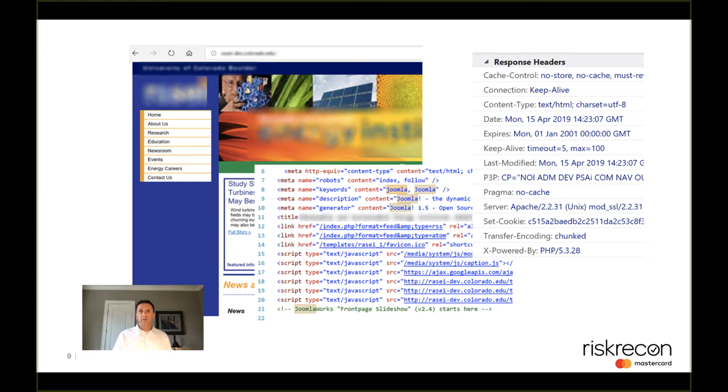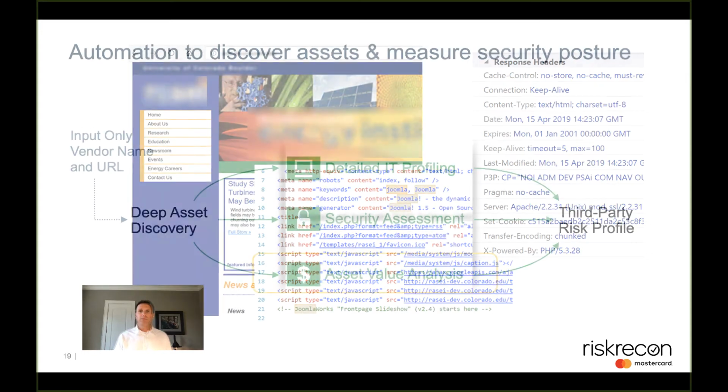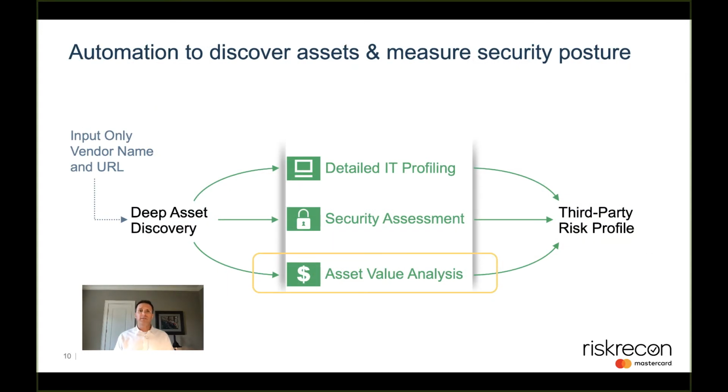Then, by intersecting something like CVSS scores and CVE data, we're able to determine the severity of a specific issue that may impact the system. Once a security assessment of a system is complete, we get to the last and arguably most important step in determining the risk associated with an organization, and that's RiskRecon's ability to automatically determine the asset value of a system.